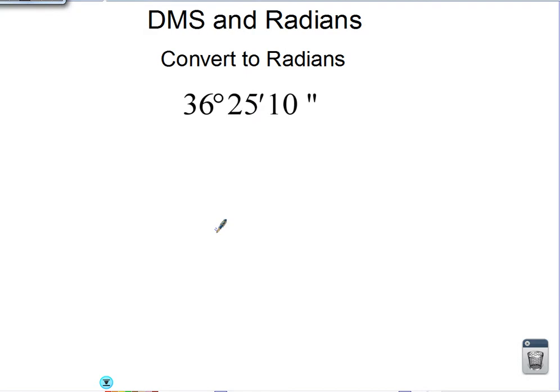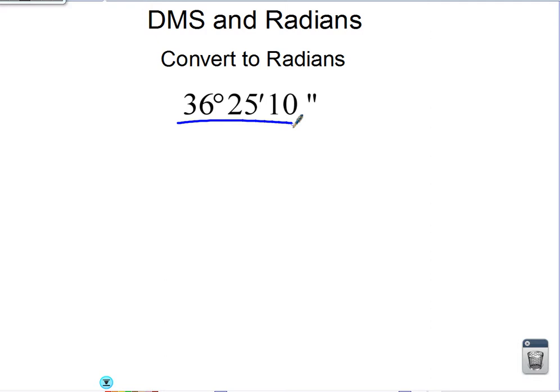As a reminder, here we're converting between degrees, minutes, seconds, and radians. We're going back and forth between the two. We wanted to convert this degrees, minutes, seconds into radian measures. The main reason I'm doing this is extra practice, because to convert this to radians, we're first going to have to convert that to decimals: 36 degrees, 25 minutes, and 10 seconds.